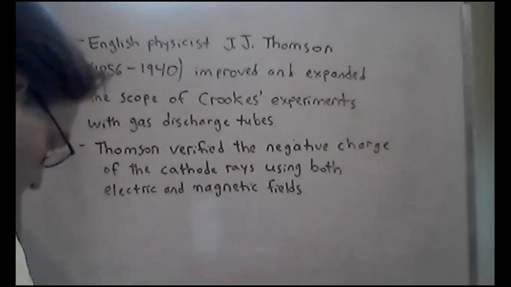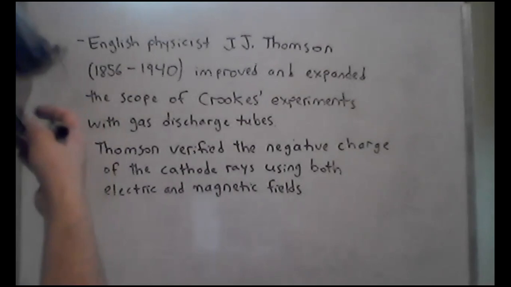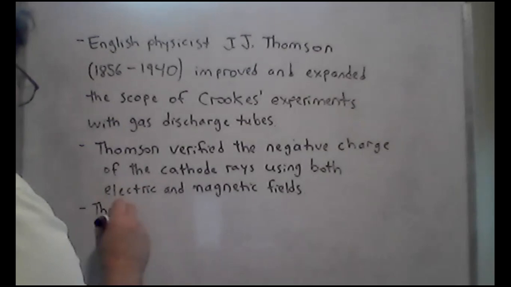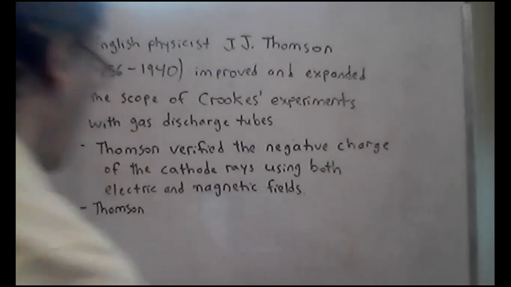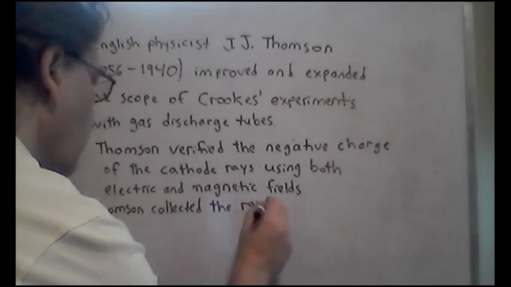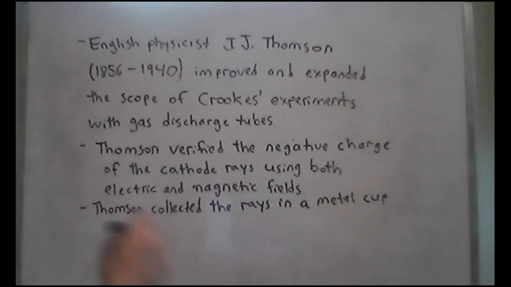Thomson was also able to measure the ratio of the charge of the electron to its mass. So again, before that, Thomson collected the rays in a metal cup and found an excess of negative charge. Okay, he's trying to discover the electron. So Thomson collected the rays in a metal cup and found an excess of negative charge.